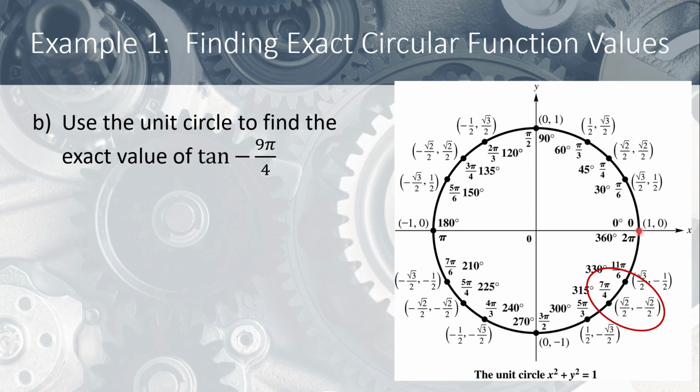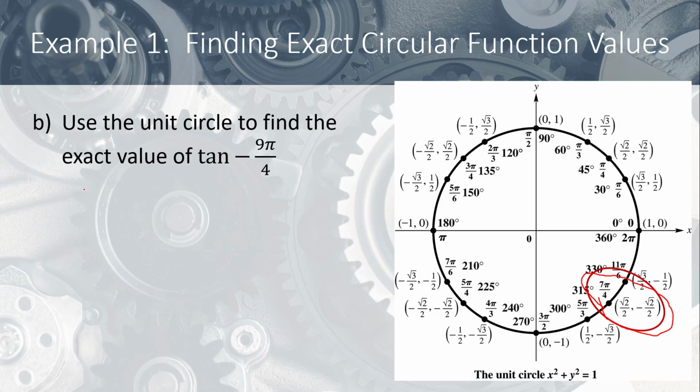So here we are at 0. This is pi over 4, 2 pi over 4, 3 pi over 4, 4 pi over 4, 5 pi over 4, 6 pi over 4, 7 pi over 4, 8 pi over 4, 9 pi over 4. It puts negative 9 pi over 4 right there. So this is the angle and the arc associated with negative 9 pi over 4. Turns out it's equal to 7 pi over 4.